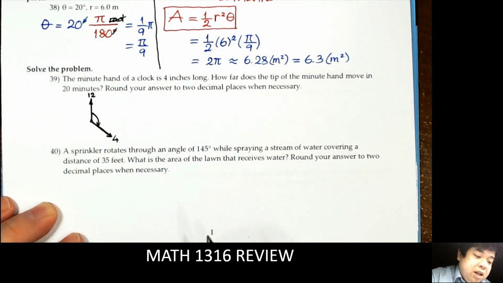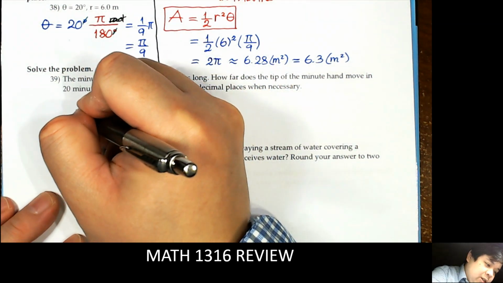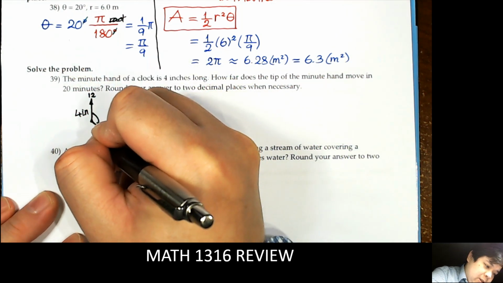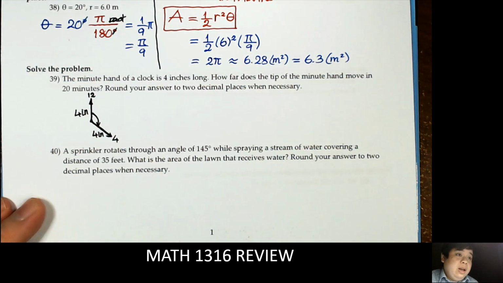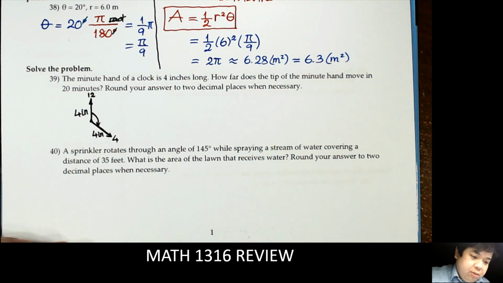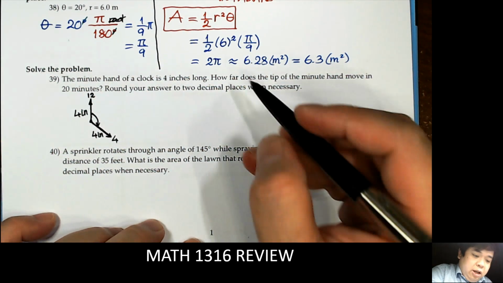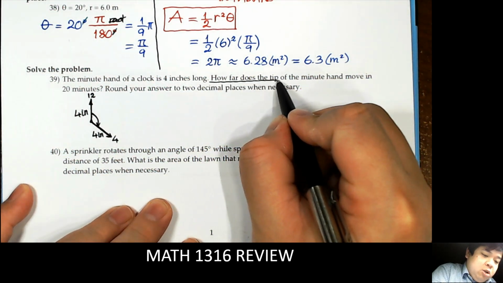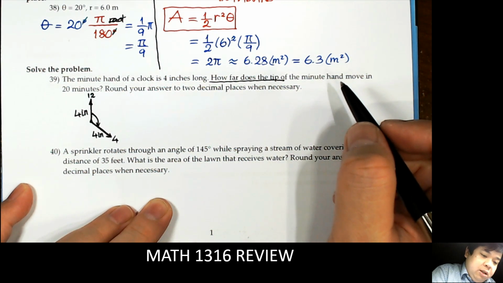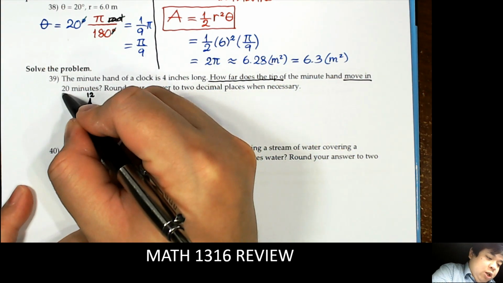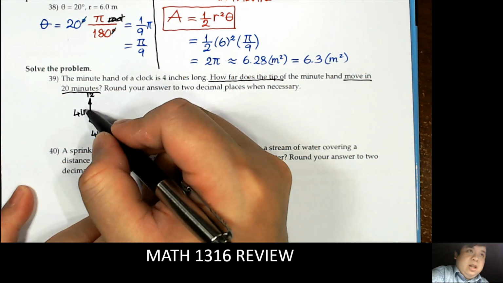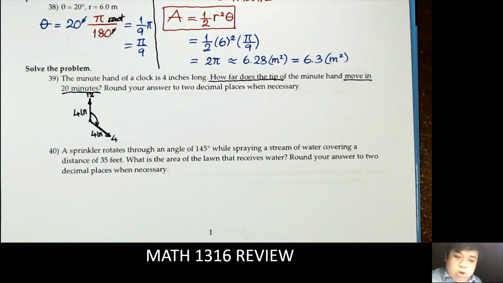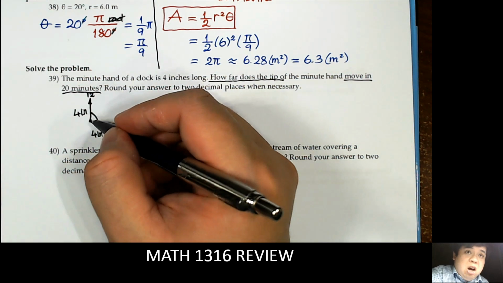So the minute hand is 4 inches long. And the question, how far does the tip move in 20 minutes? So that 20 minutes is this much. Alright, so in 20 minutes, we can just say that is 120 degrees.